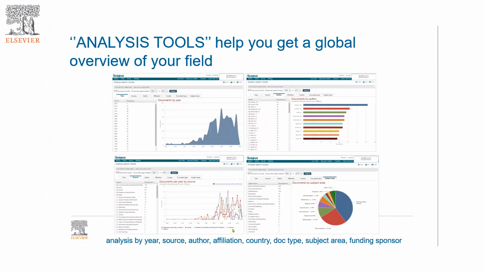Scopus also provides you with analysis tools so that you can identify the trends within your research area. It does not only give you a list of all the relevant papers in a field, but it gives you a trend analysis. For example, what is the increase of publications within a specific field, and who are the most important researchers in that field? Which institutions are contributing to that field? Which funding institutions are funding the research within that field? These kinds of trends and patterns are very important in terms of really mastering your research area.